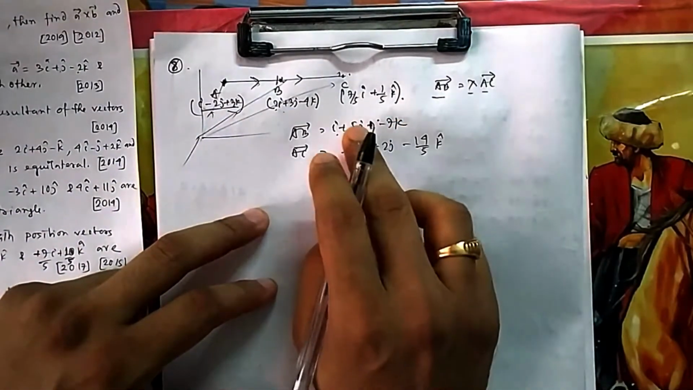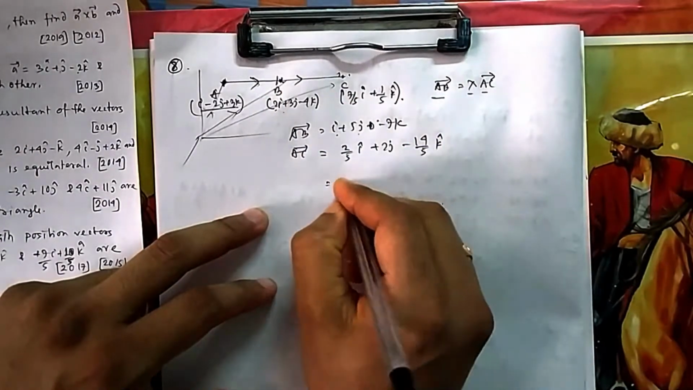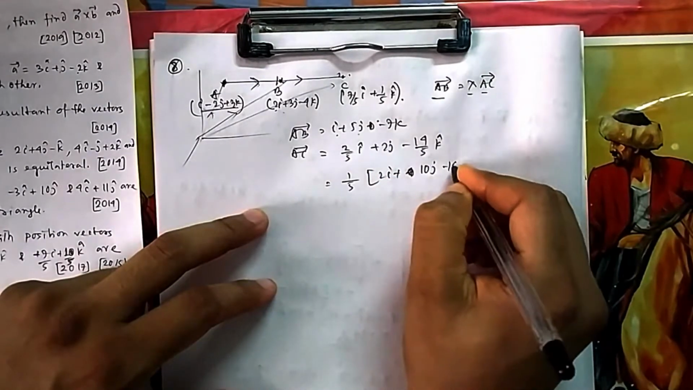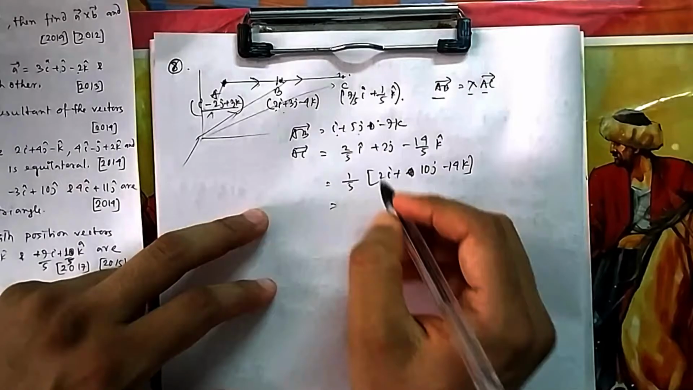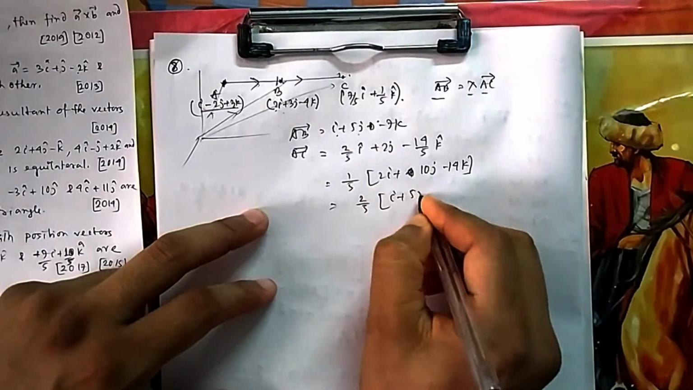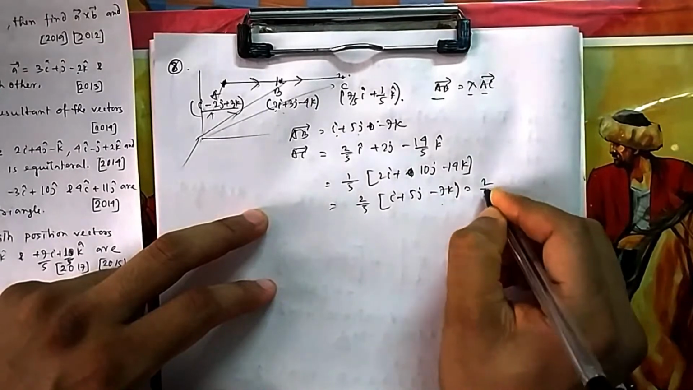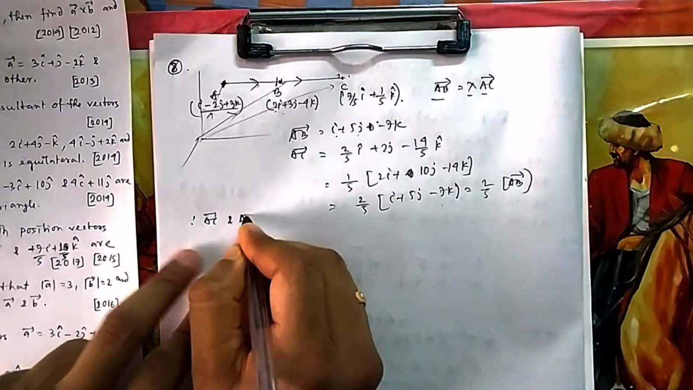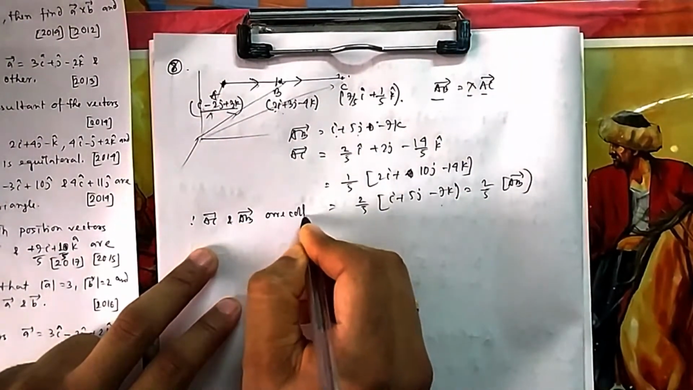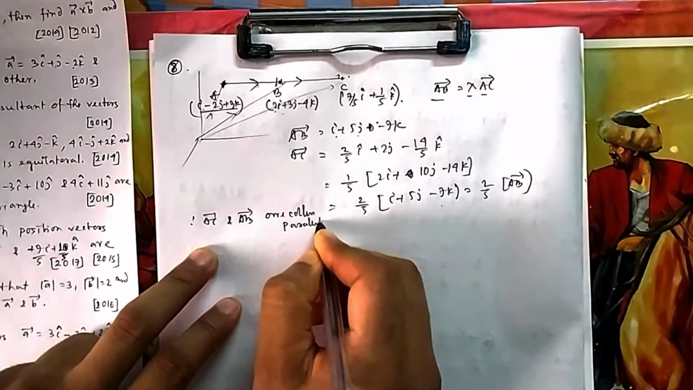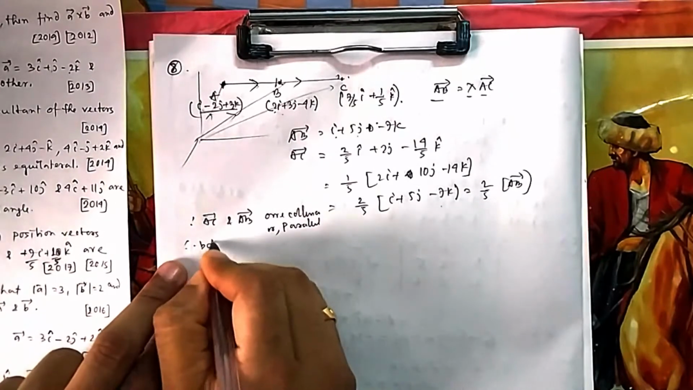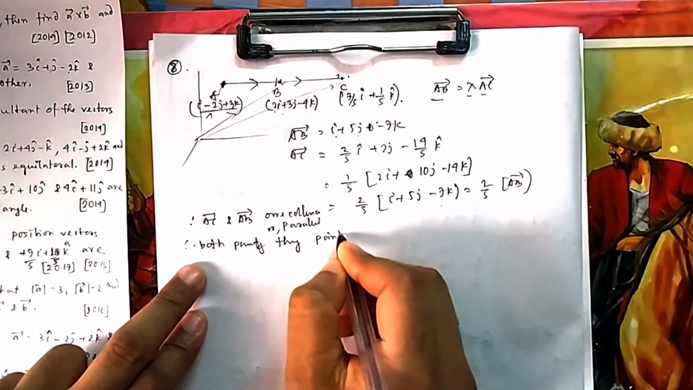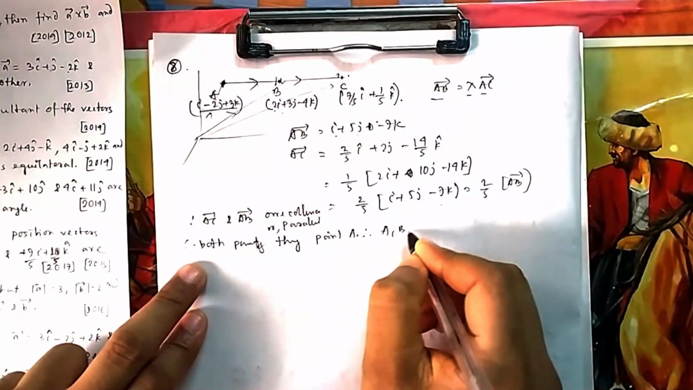Now you have to keep in mind that you have to bring AC or AB as some constant times the other. So if I take 1 by 5 common, then it is 2i plus 10j minus 14k. Now if you take 2 common, it comes to 2 by 5 times (i plus 5j minus 7k). So you can write AC vector is equal to 2 by 5 into AB vector. That means AC and AB are collinear. These vectors are collinear, or you can say parallel, and both pass through point A. Therefore, A, B, C are collinear points.